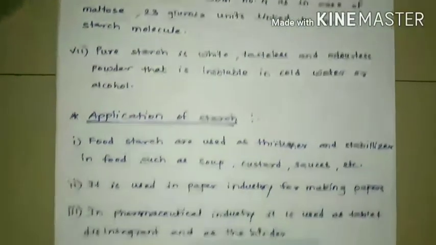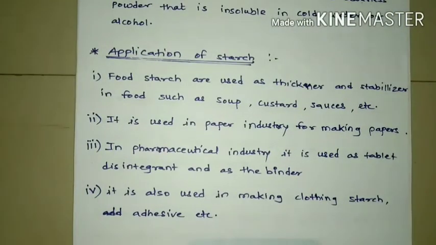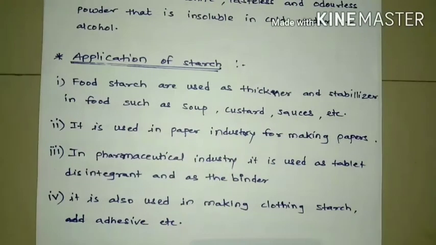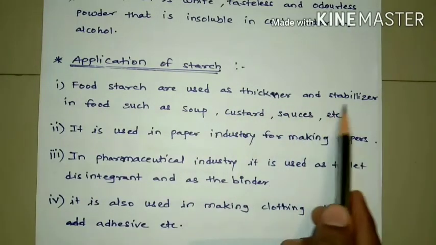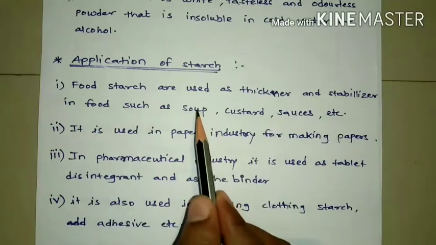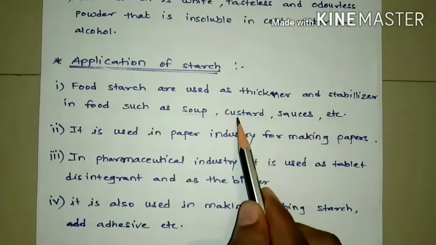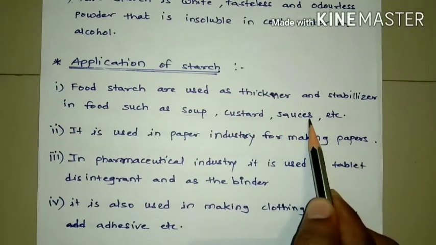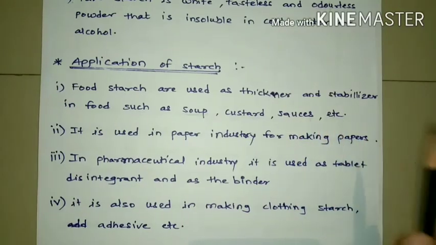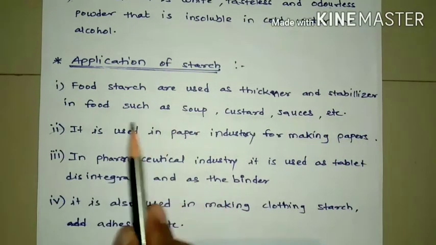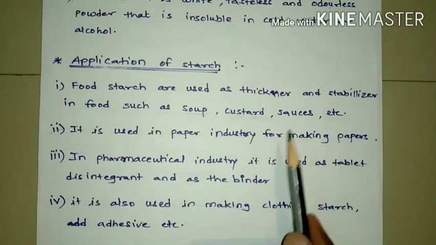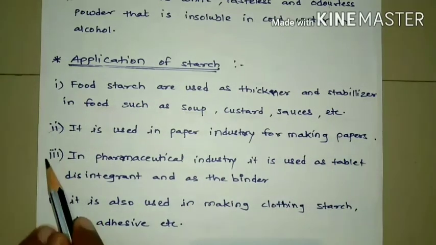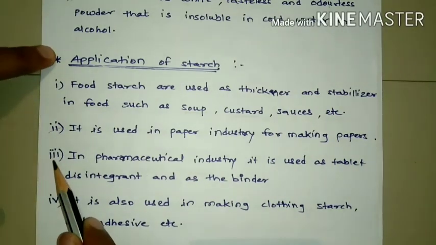Then next one, the application part. It is for 2 marks. First application: food starch is used as a thickener and stabilizer in food such as soup, custard and sauce, etc. Then the second point is it is used in the paper industry for making paper. These are simple applications of starch.